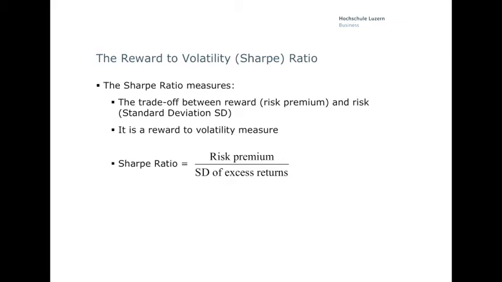The importance of the trade-off between reward, the risk premium, and risk as measured by standard deviation suggests that we measure the attraction of a portfolio by the ratio of its risk premium to the standard deviation of its excess return. This reward to volatility measure was first used extensively by William Sharpe and hence is commonly known as the Sharpe ratio. It is widely used to evaluate the performance of investment managers.